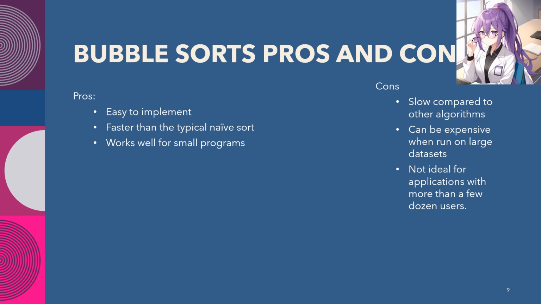The disadvantages are that it's slow compared to other more advanced algorithms, and the slowness can make it expensive when it's run on large data sets, such as the one Amazon uses for its customers. It's also not ideal for applications with more than a few dozen users. And when writing code, especially commercial code, you'll want to keep in mind the audience of the program you're writing it for, rather than just doing what is easier.